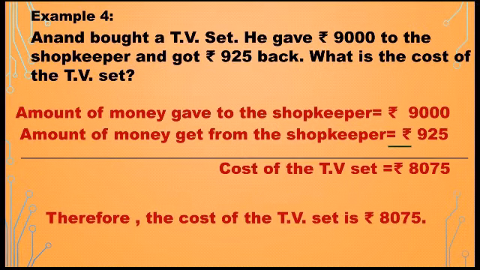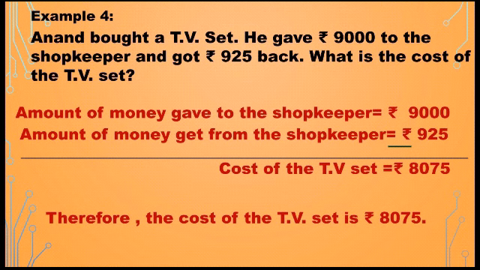Let us discuss our fourth example. In our fourth example, Anand bought a TV set. He gave 9,000 rupees to the shopkeeper and got 925 rupees back. See here in this question, what is the cost of the TV set? We need to find out. How to get the TV set price?